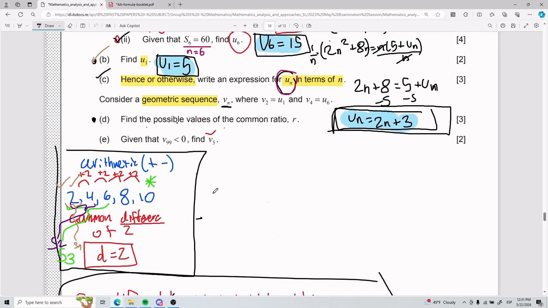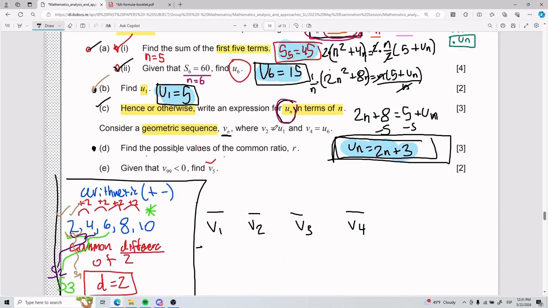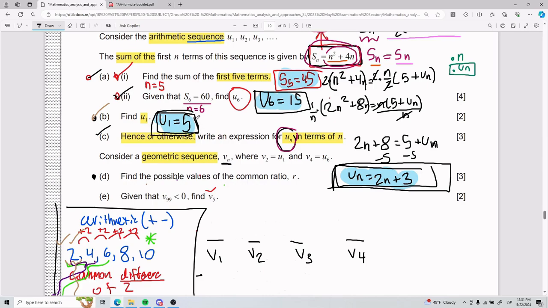So you have some first term, then your second, your third, and your fourth for the geometric, and you know V2 and V4. V2 is equal to the first of the arithmetic, and the first of the arithmetic was 5. V3, you have no idea, but V4, they tell you, is the sixth term of the arithmetic, and the sixth term of the arithmetic is 15.